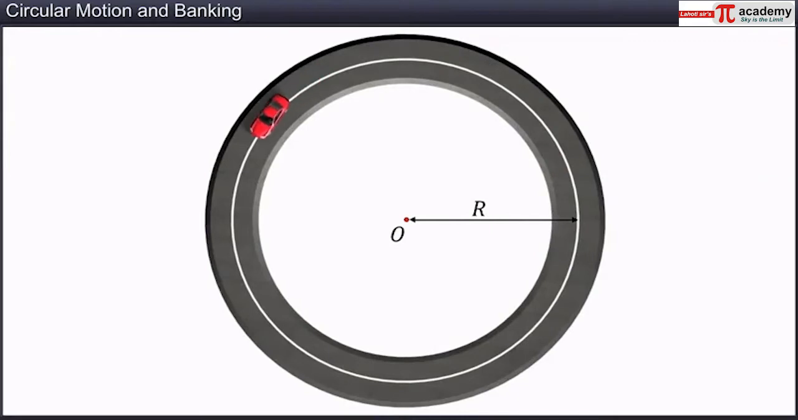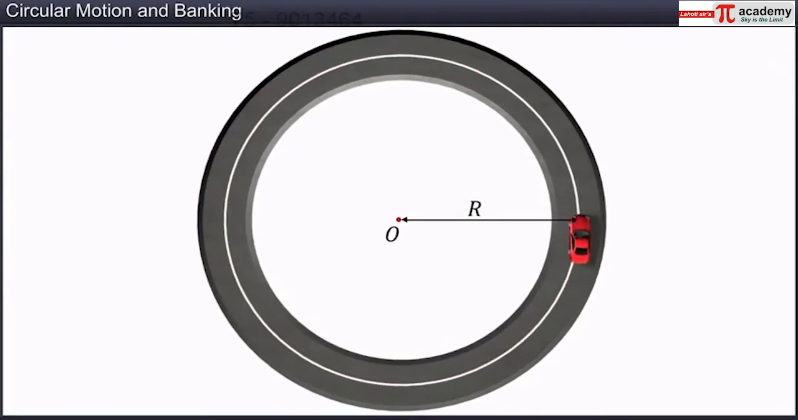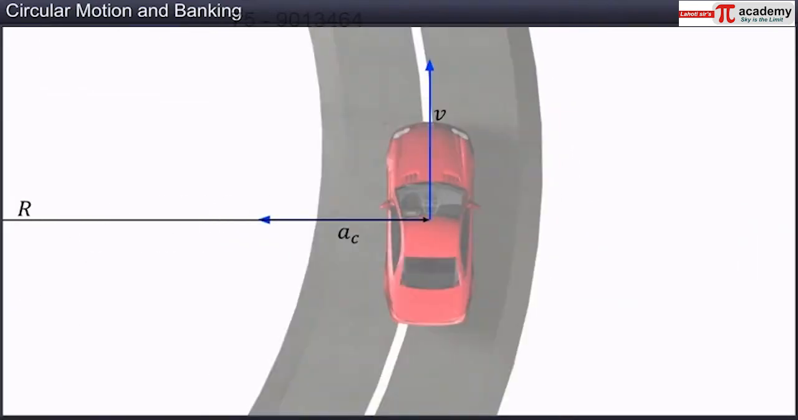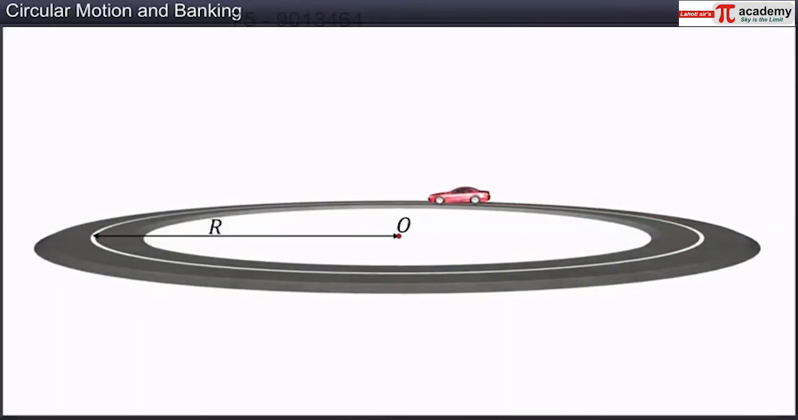Similarly, a car moving along a circular path at uniform speed also requires a centripetal force to keep it moving along the desired circular path. In this module, we will analyze the forces acting on the car during this motion. Let us consider a car moving on a level, curved road.